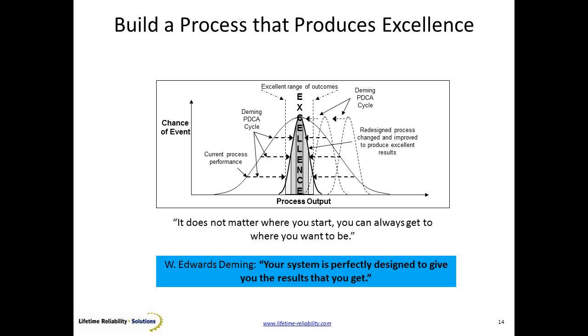And as we know, Mr. Deming said, your system is perfectly designed to give you the results that you get. So what you're getting today is because that's the processes you chose to use in your business. And that's the natural outcome of that decision. And it will always be that way. And it's unchangeable because it is designed into the habits of your people and the habits, the way you run the company.